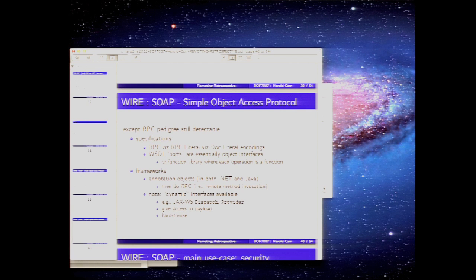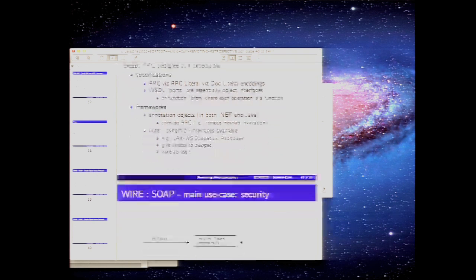There is in JAX RPC, to be fair, some interfaces called dispatch and provider that allow you to actually work at the XML level. So you can deal with the payload and you don't have to think about the other stuff. But they're hard to use.